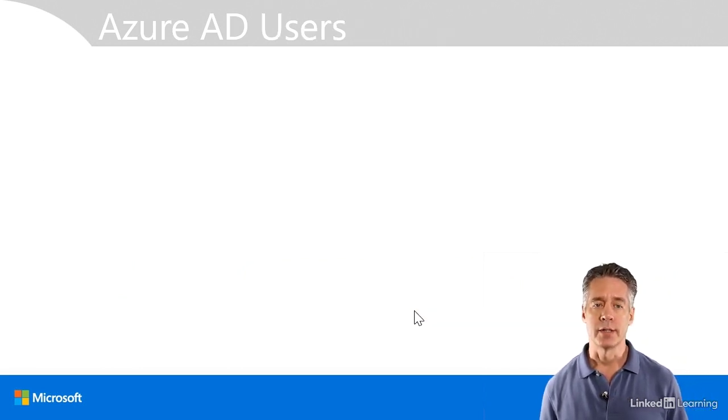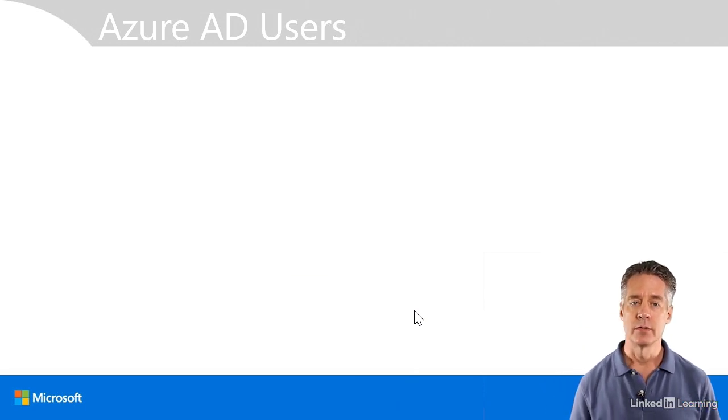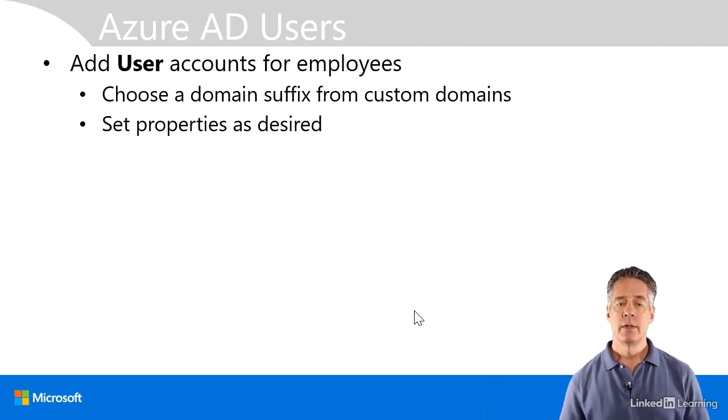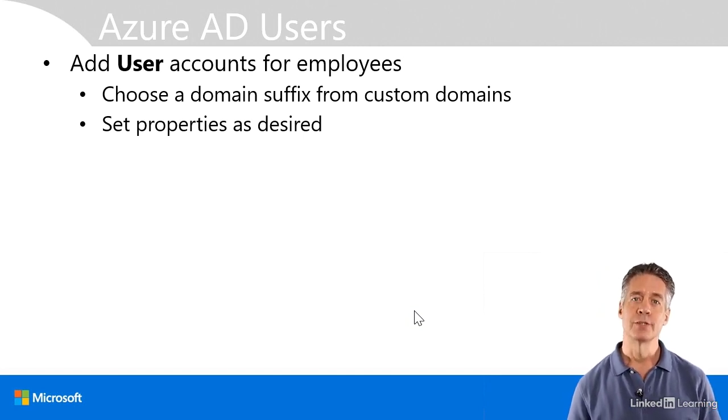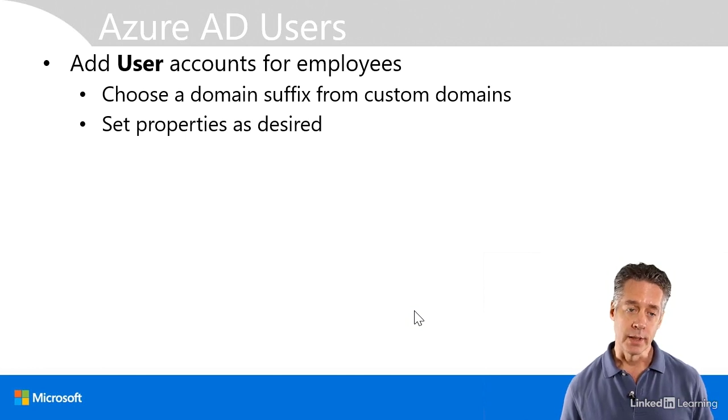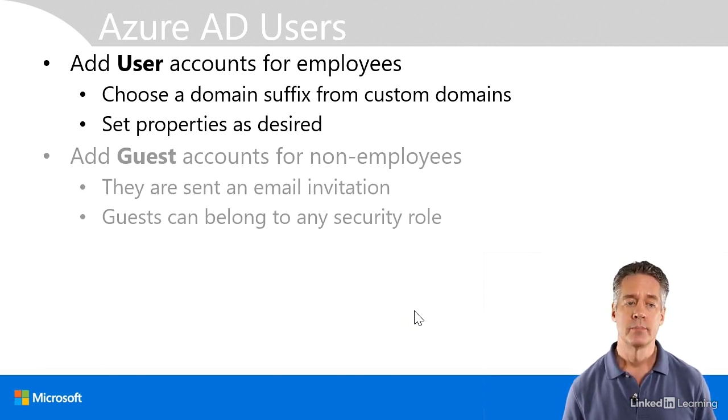Let's talk about the process of adding user accounts in Azure AD. So there's actually two types. One is called strictly a user account. That's typically for employees. These are people that will have a domain suffix from one of your custom domains. So the user ID will likely match something they already have on-prem and that they know as their logon ID.